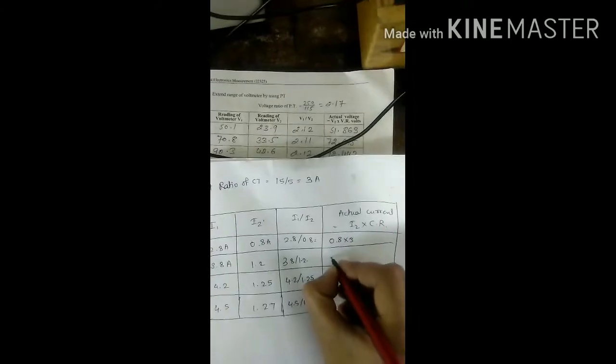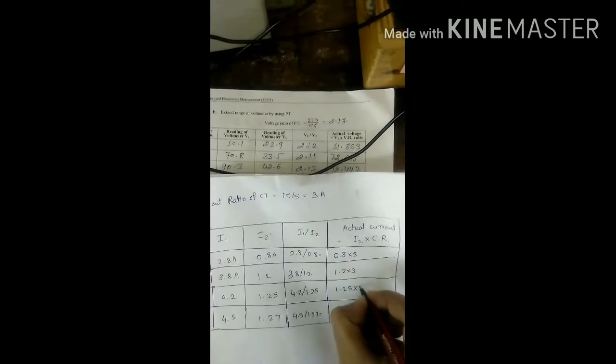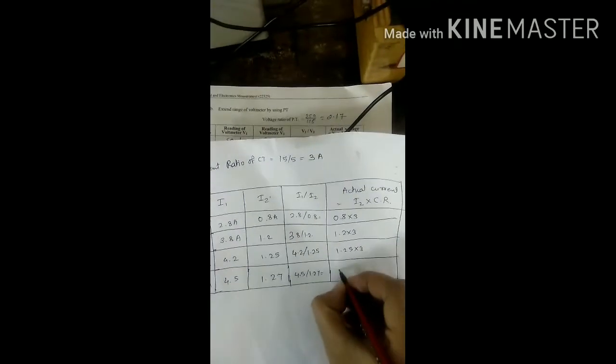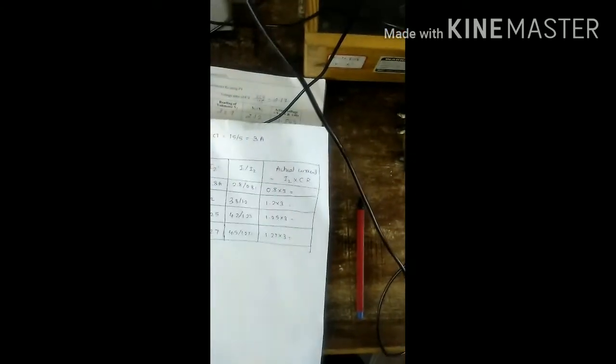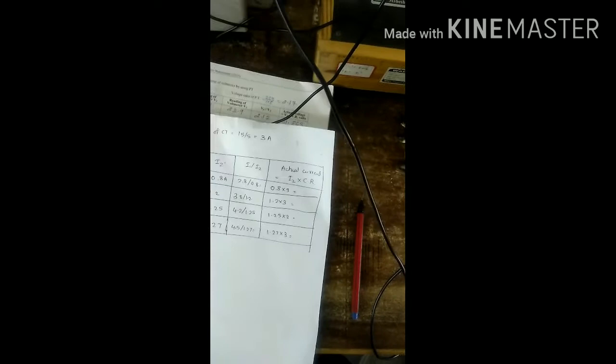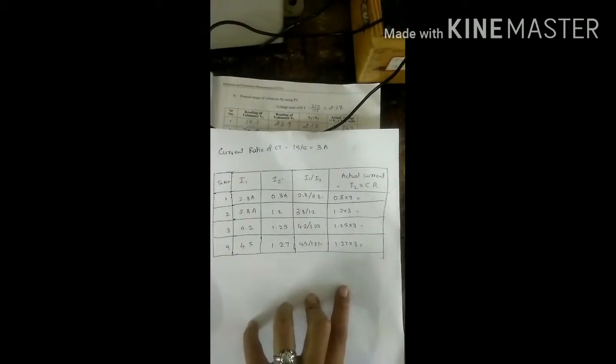And in this you have to calculate the value of actual current, which is 0.8 into CR, which is 3 ampere, 1.2 into 3, 1.25 into 3, 1.27 into 3. Okay, so this is your observation table for CT.